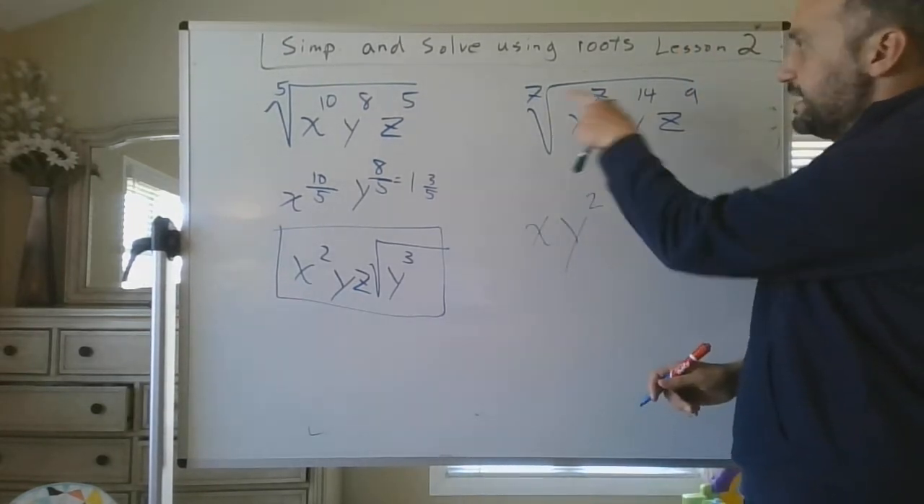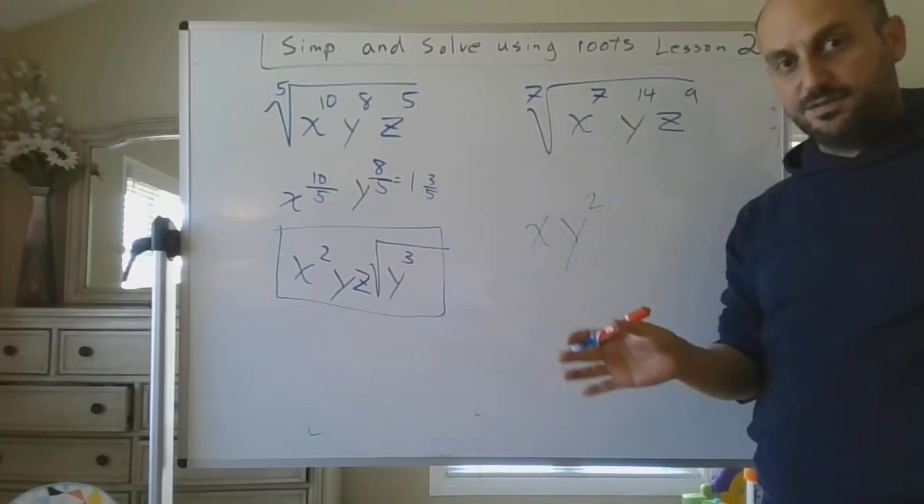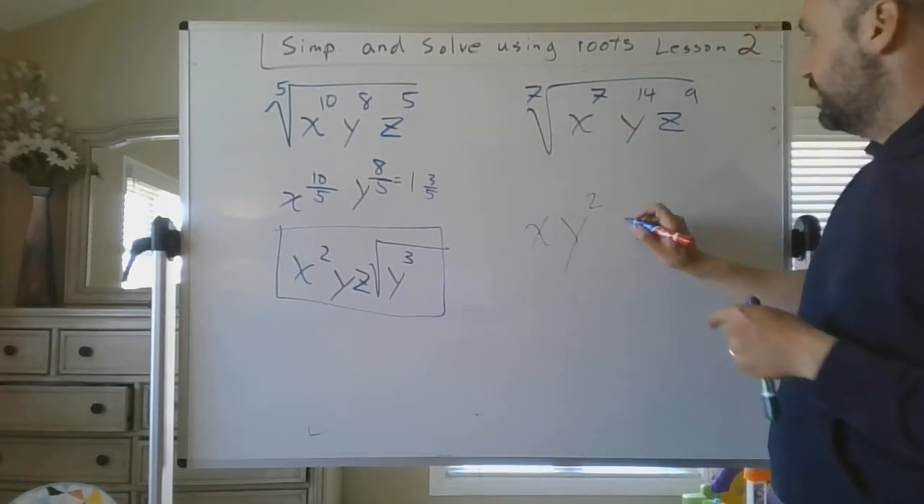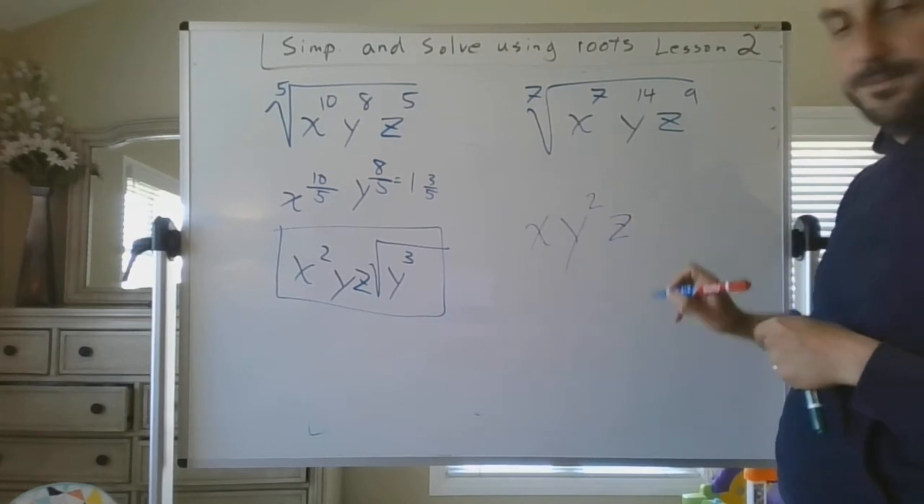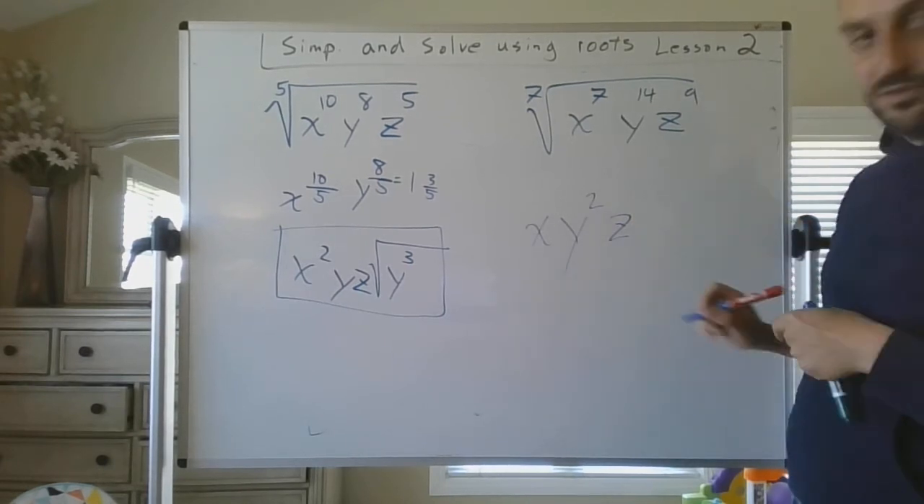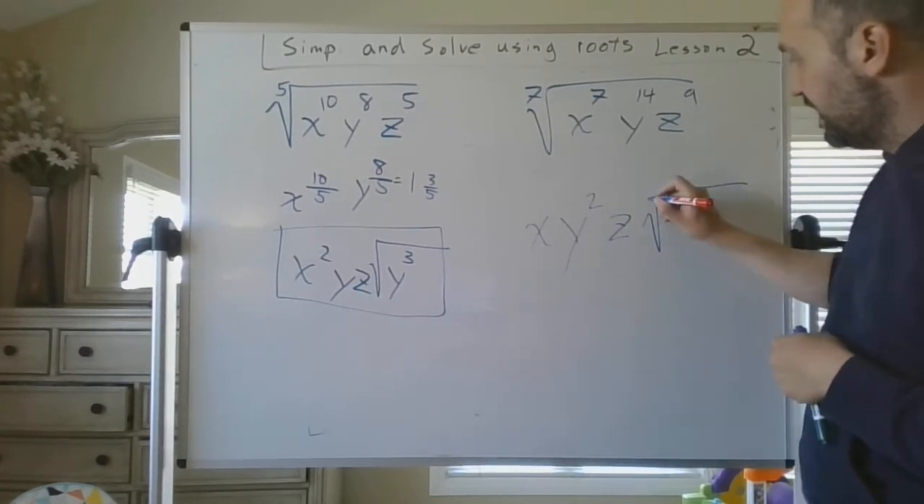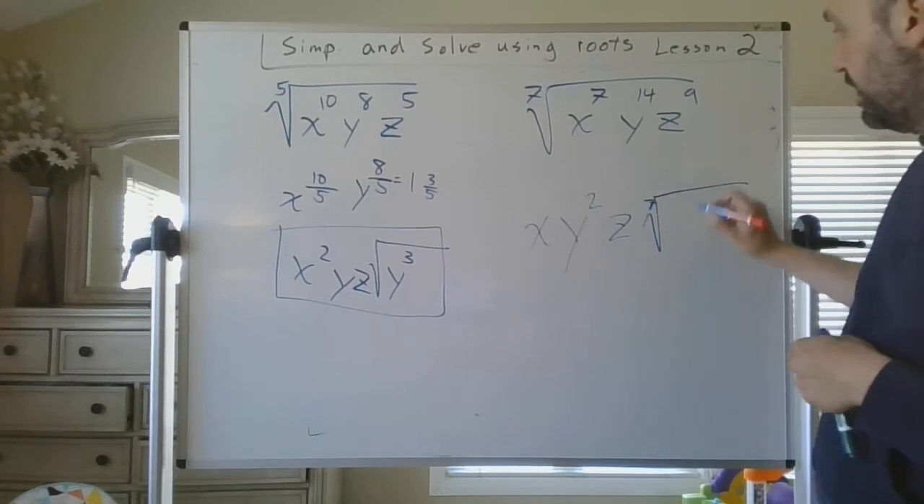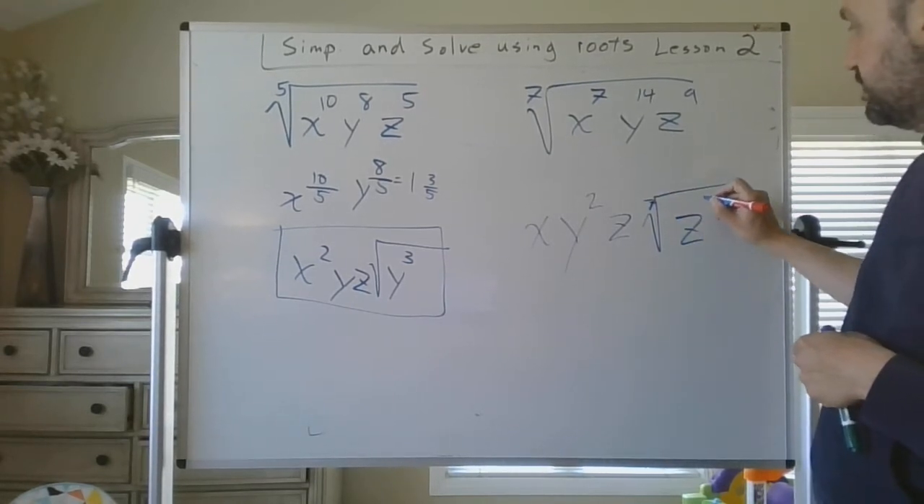Let's look at this last one. Okay, 7 goes into 9, not evenly, but 7 does go into 9 one time. So I'm going to put a z out here, but there's a remainder of 2. So I'm going to leave inside the 7th root a z to the power of 2.